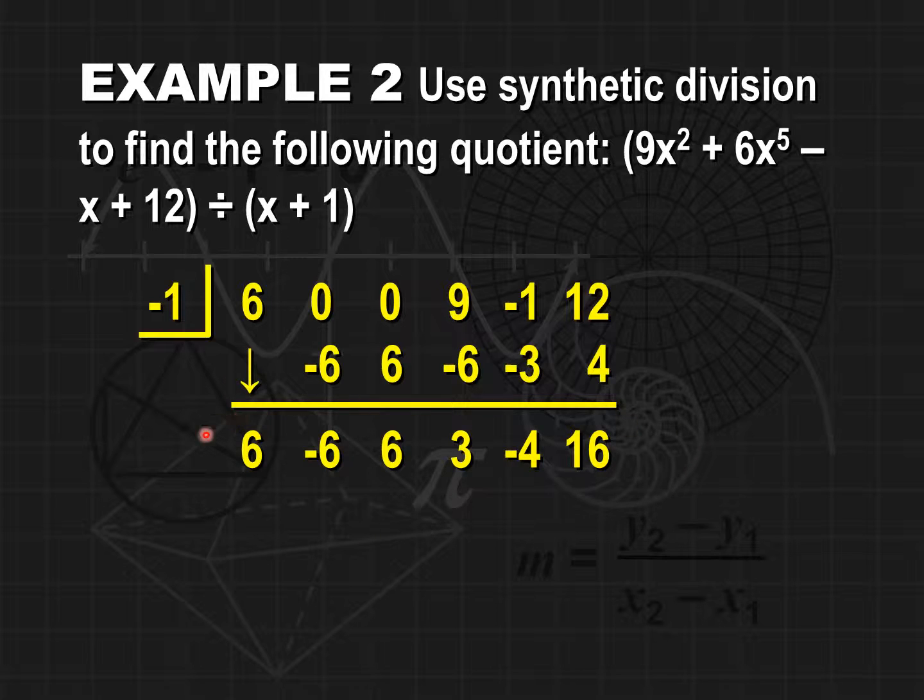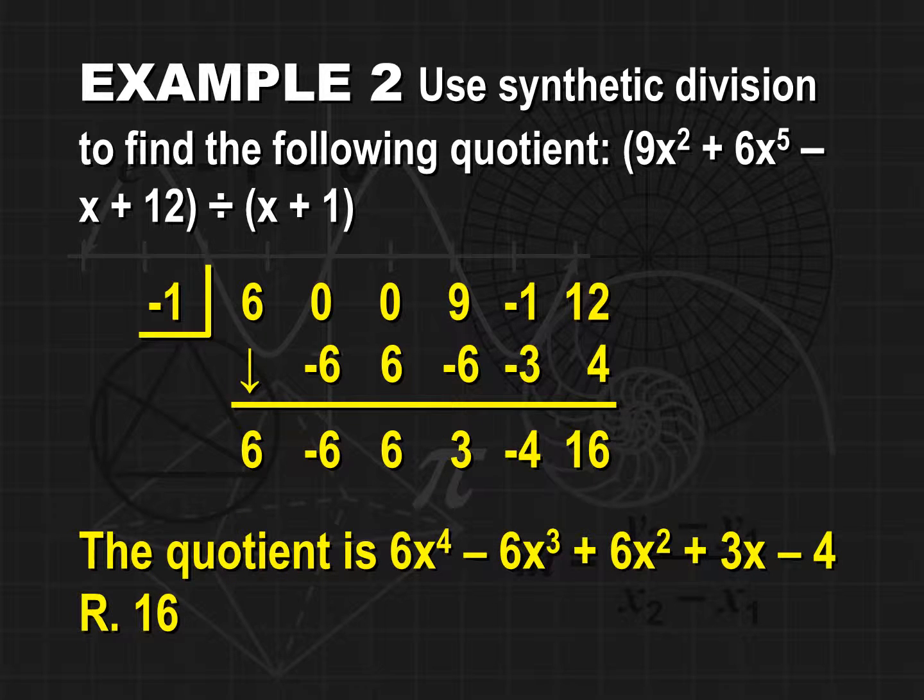It doesn't look like one, it just looks like a whole bunch of numbers. But these are actually coefficients to the answer. So we're always going to look at our highest degree, which in this case is the 5th, and our answer is going to be 1 degree lower. So if we started with x to the 5th, that means our answer is going to start with x to the 4th. So our quotient is 6x to the 4th minus 6x cubed plus 6x squared plus 3x minus 4, and then our last number is always going to be our remainder, and our remainder here is 16.